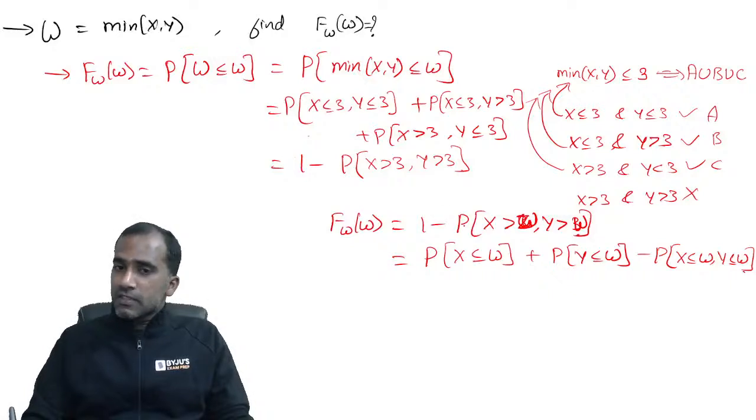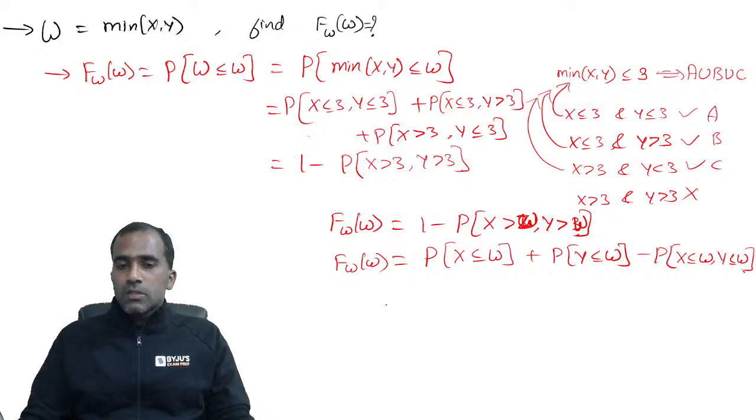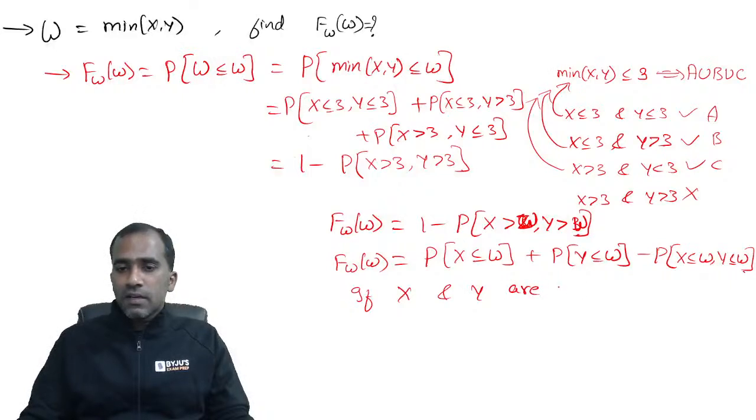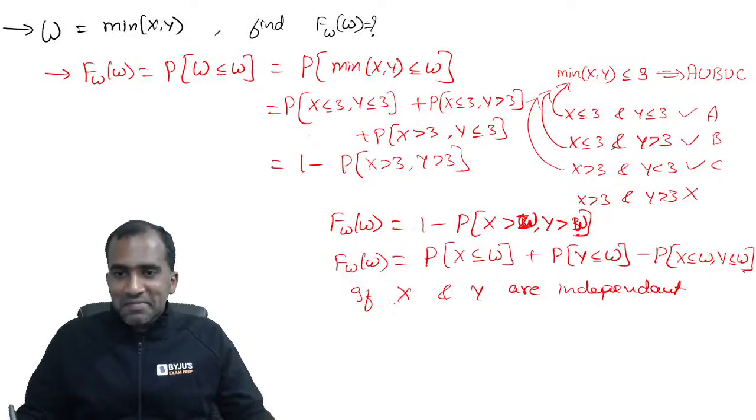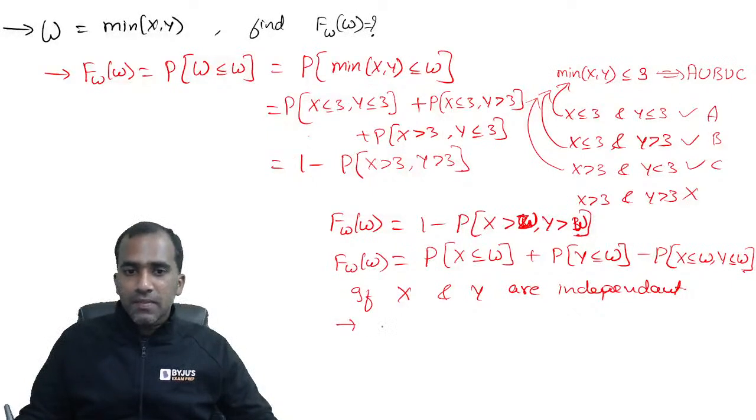Whatever we have written here is also right. Here this is also right. Whichever you are comfortable with, you can do it. So let us talk about only the independent case. If x and y are independent, then F_W of w is equal to this one.